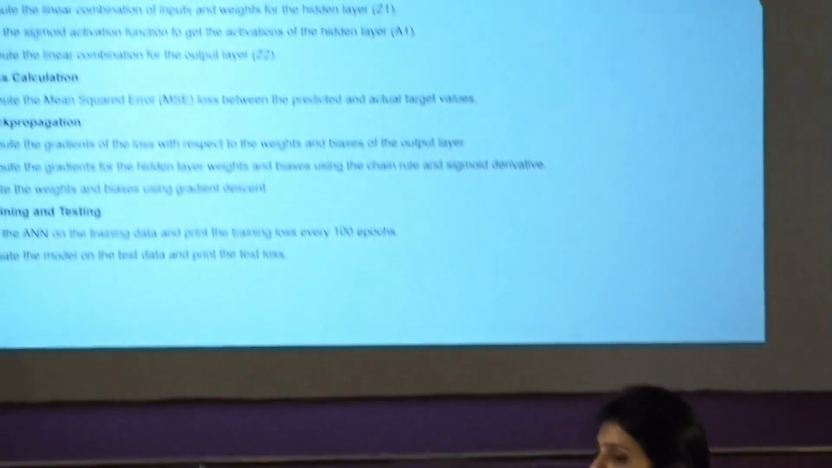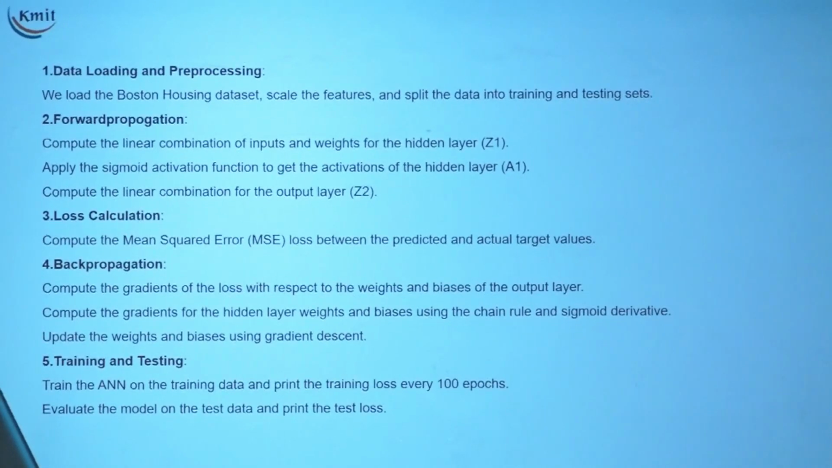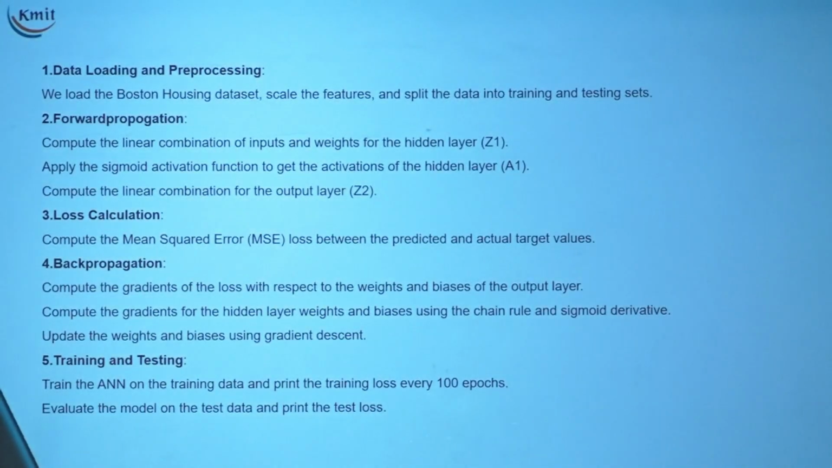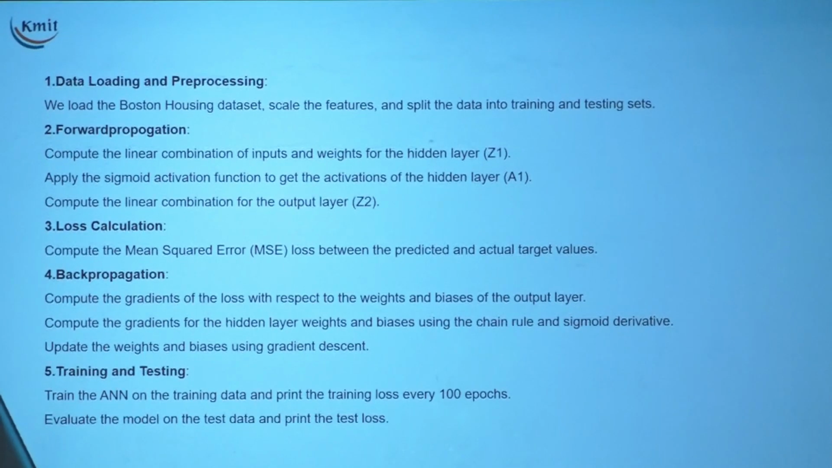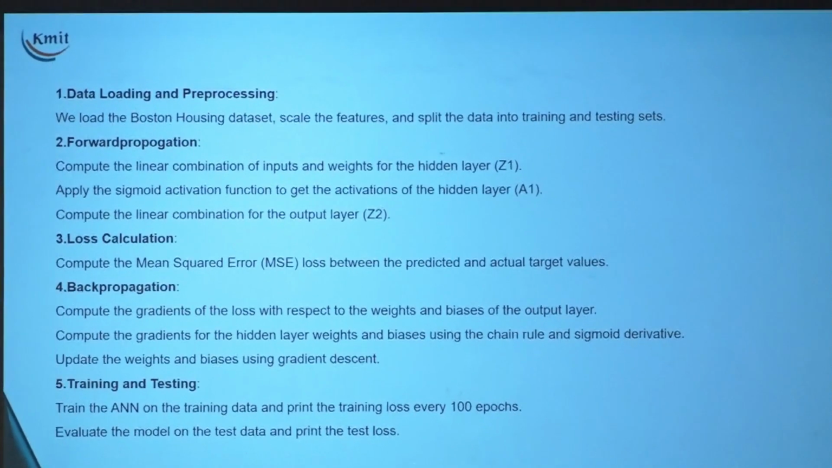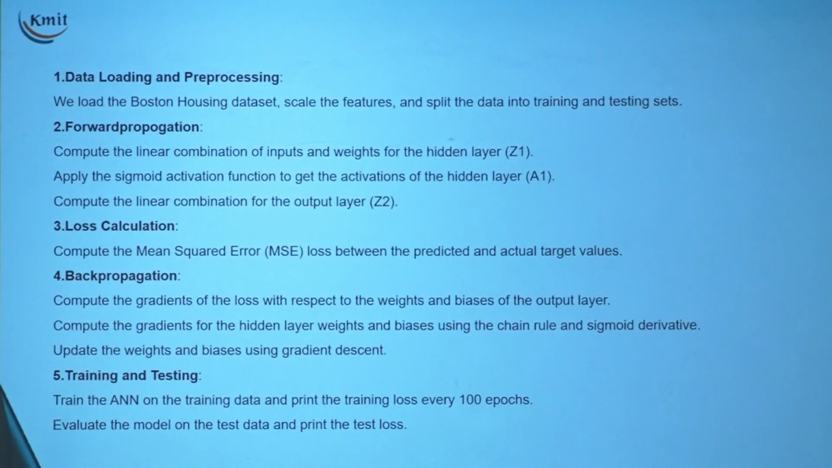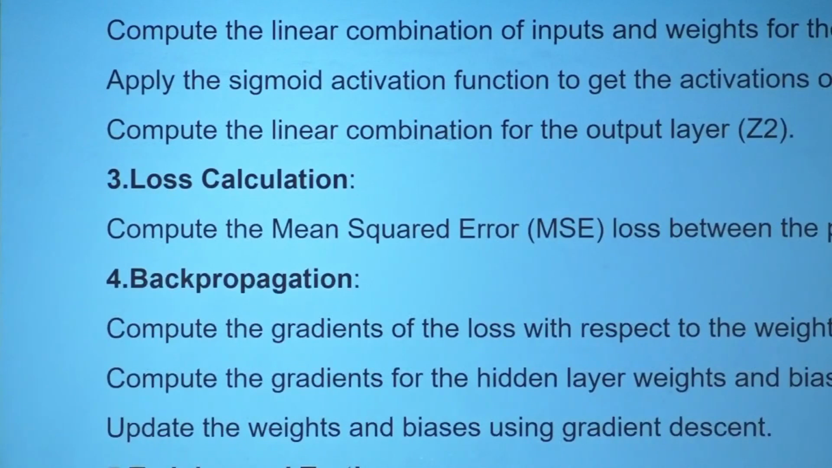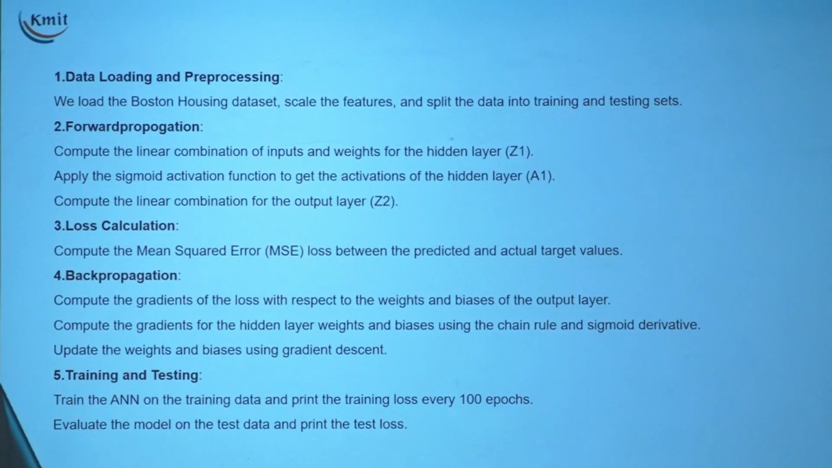Calculating gradients. So these are the 5 important steps that we usually implement when we want to design a neural network. So what do we do in the beginning? We go for data loading or data pre-processing. We first load the data set and do some data pre-processing. So what was the pre-processing step that we used for this particular exercise? Standardization.